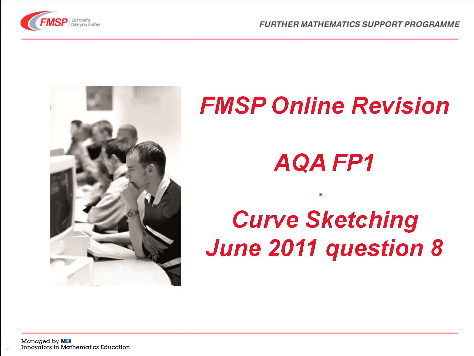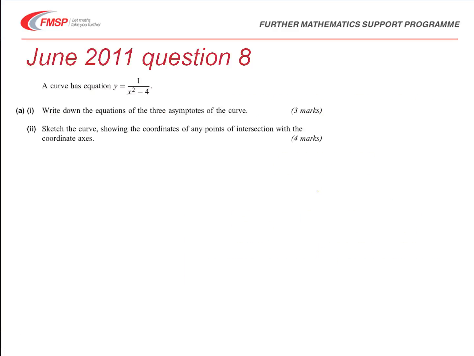Well, welcome to this online revision session for AQA FP1, in which we will be considering the June 2011 question 8 on the topic of curve sketching. In the first part of this question, we're given the equation of a curve as y equals 1 over x squared minus 4, and we're asked to write down the asymptotes of the curve.